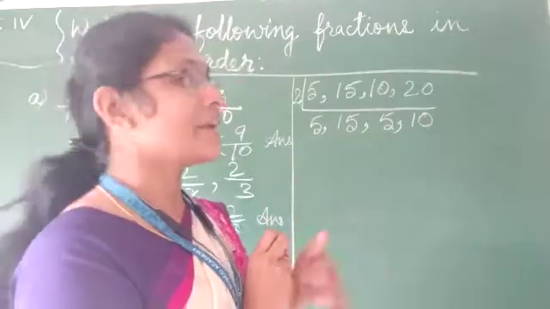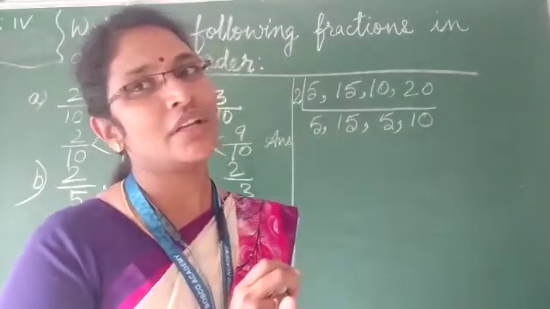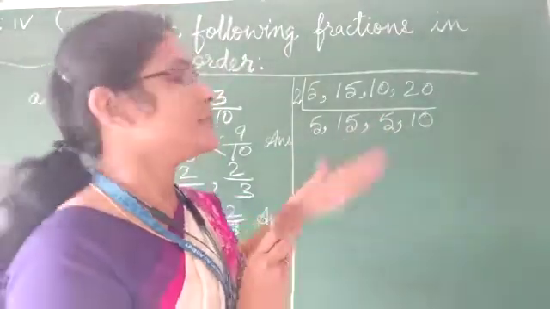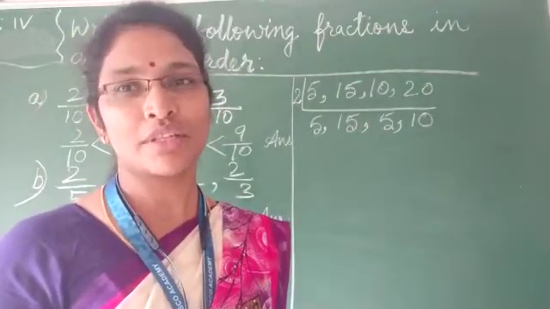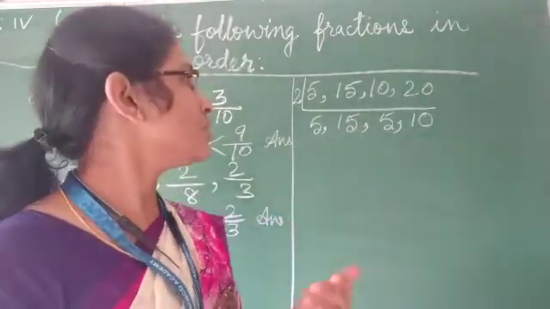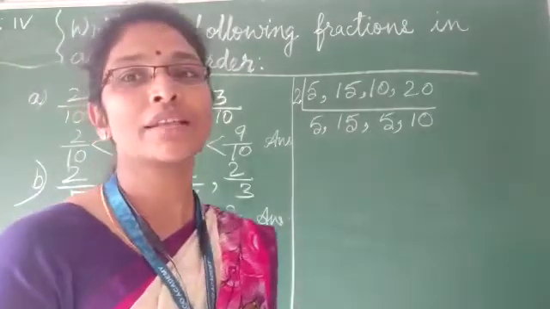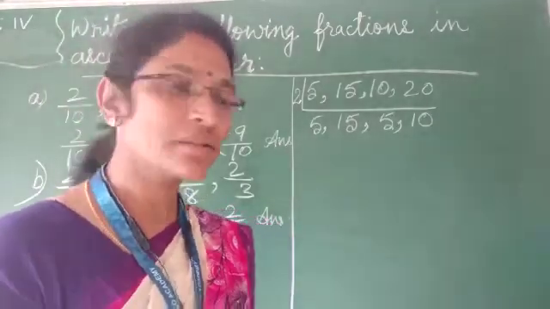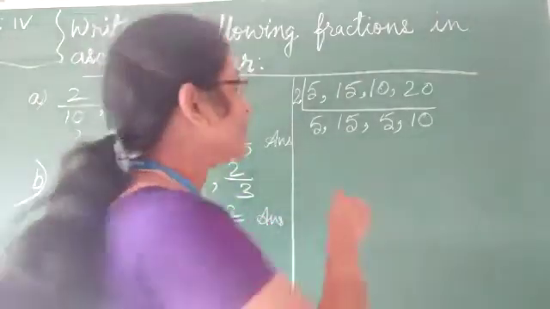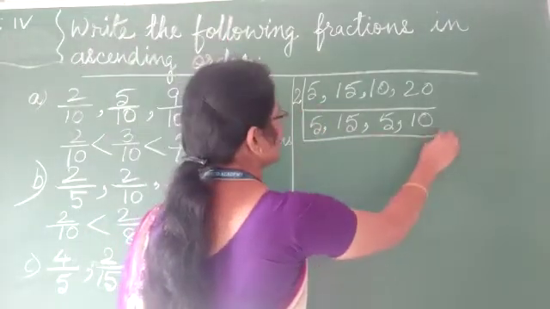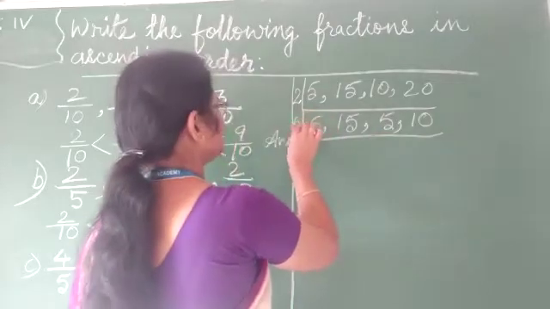Then we have to try with the next prime number, that is 3. Only 15 is divisible by 3. So we cannot continue the process by 3 also. So what do we have to do? We have to see the next prime number, which is 5. Yes, all the numbers are divisible by 5. We are going to continue the process by 5.